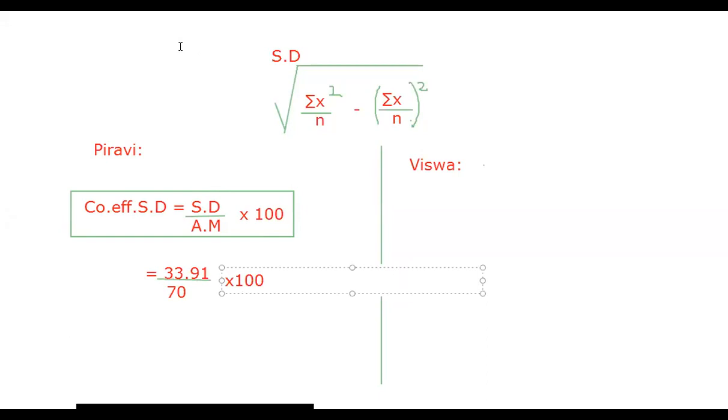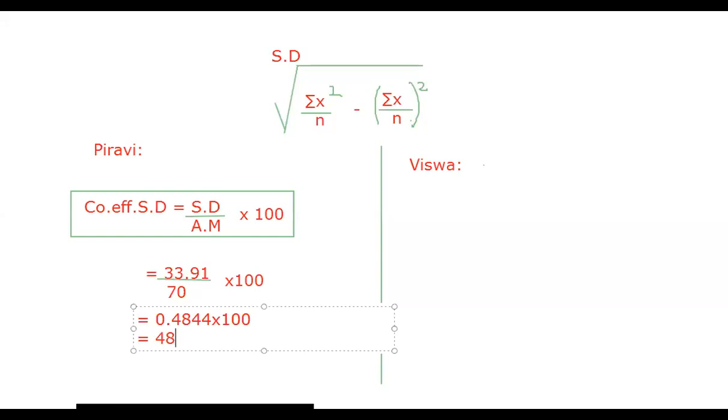So we are going to simplify this. So that is 33.91 divided by 70, which is equal to 0.4844 into 100, which is equal to 48.44. So that is the coefficient of standard deviation for Pravi, and we will find out for Vishwa.